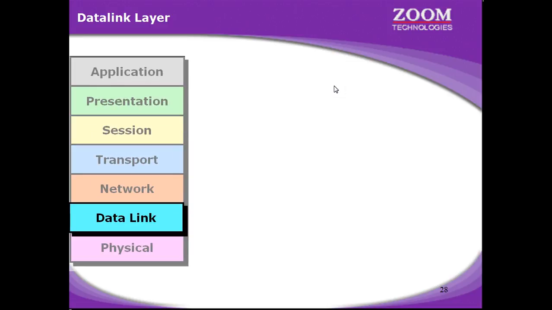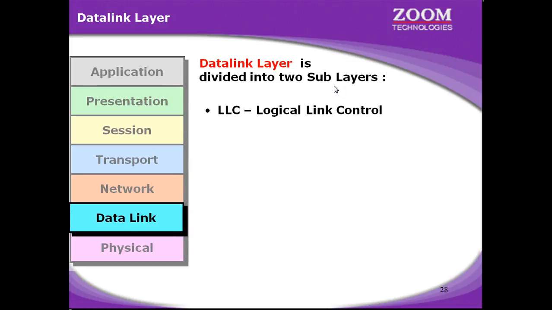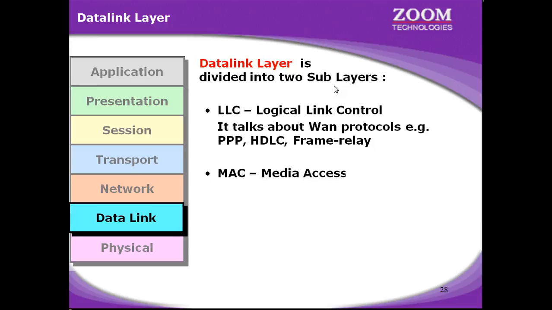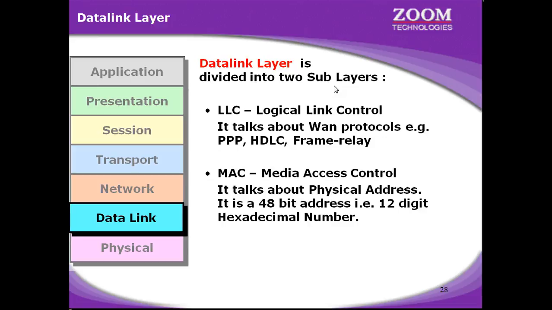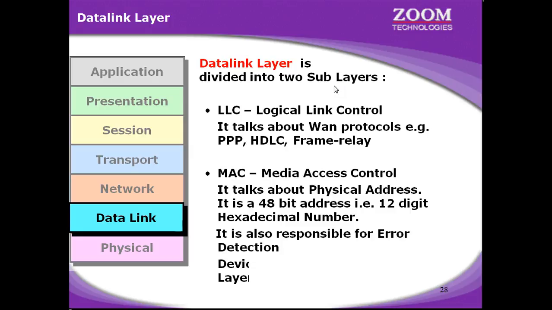Now the working of the data link layer: it is divided into two sublayers, LLC and MAC. LLC is Logical Link Control and MAC is Media Access Control. It is a 12-digit hexadecimal number. That is a MAC address, which works on the data link layer.